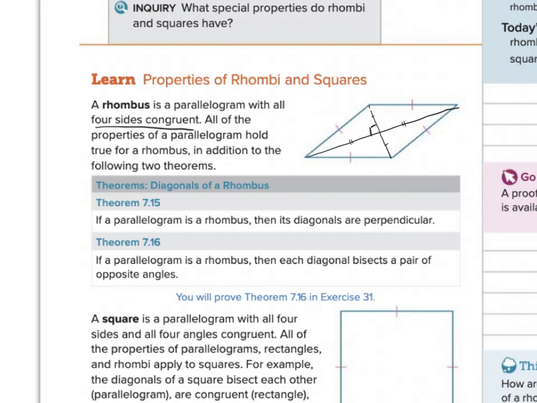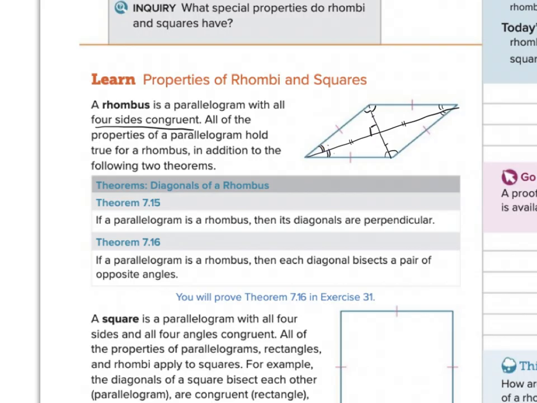And then if a parallelogram is a rhombus, then each diagonal bisects a pair of opposite angles. That is something new now. So each diagonal bisects the opposite angles. So this angle is going to be congruent to this angle. This angle is going to be congruent to this angle. This angle is going to be congruent to this angle, which is going to be congruent to that angle and that angle. And then these four angles: this and this are congruent, this and this are congruent.